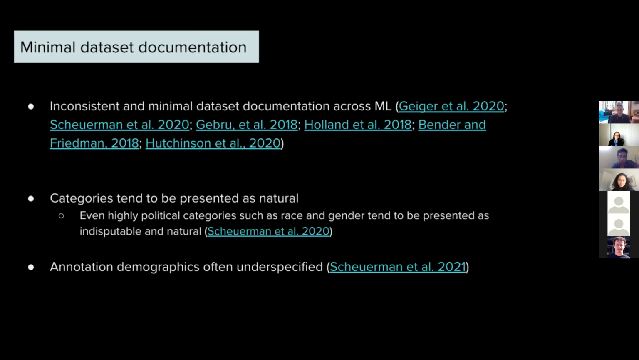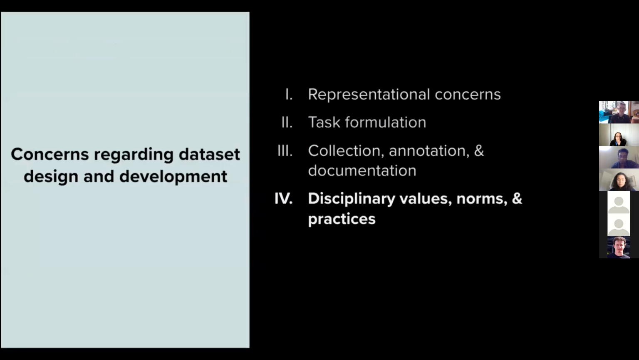Some other work, again, focusing on data set documentation that's relevant. Scheuermann et al. in 2020 looked at the construction of race and gender in computer vision data sets, and they found a lot of inconsistencies across papers. They found that these categories tended to be presented as sort of natural. They didn't really go into the kind of operationalization of these categories or how they were annotated for and things like that. And again, annotator demographics often tend to be unspecified across a broad range of computer vision data sets.